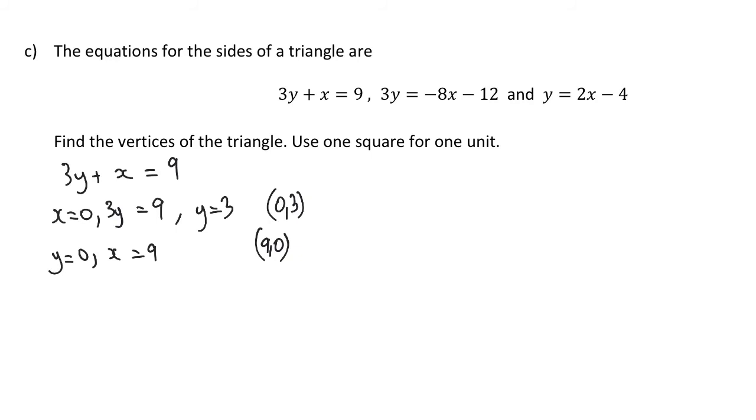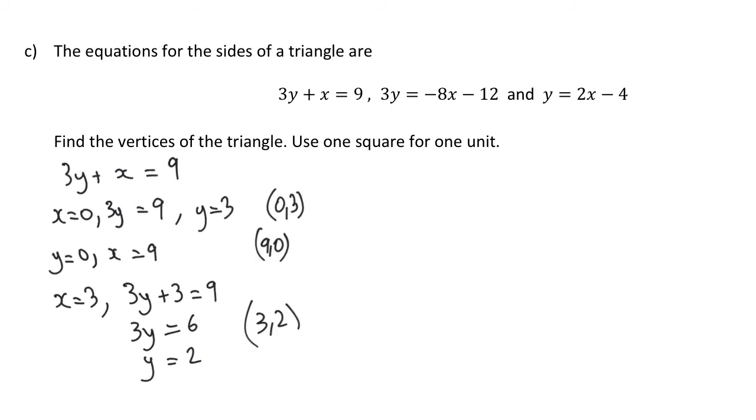So what we could do is just substitute any x value in. If we say x = 3, then we get 3y + 3 = 9. So 3y is 6, so y = 2, which is on the graph, so that's good. So our point there would be (3, 2). The next one is 3y = -8x - 12.